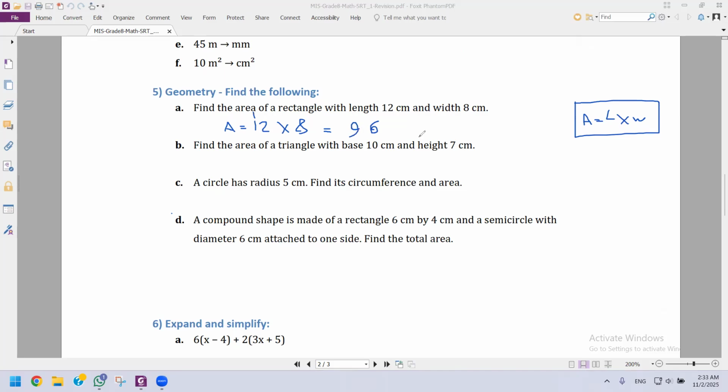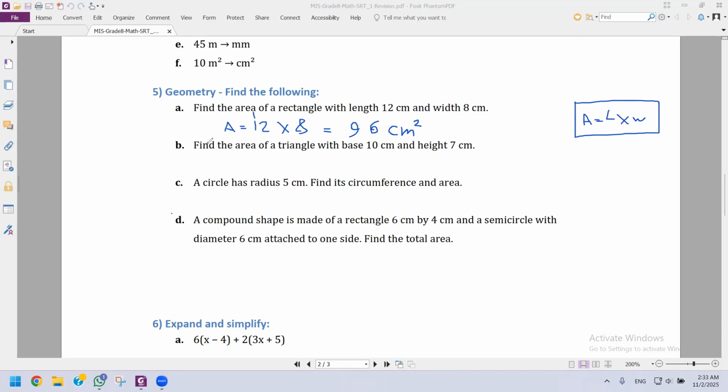Is it correct? Is it true? Now some of you said no, it's not correct. Why? Correct, because we have to add the unit. Centimeter, since it's area, we write square. The unit for the area is always square.